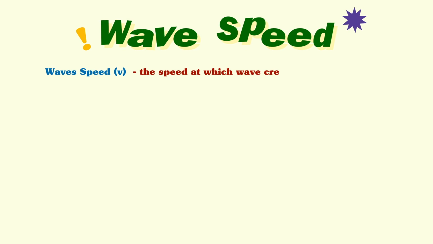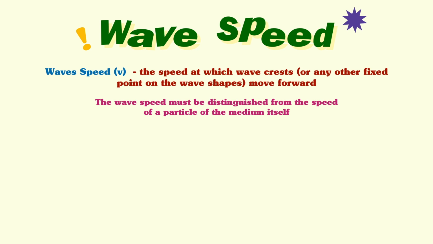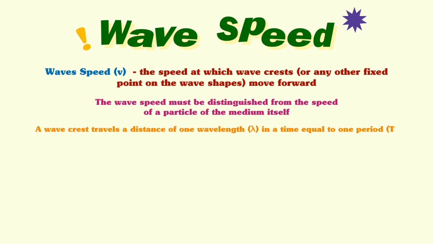Next is finding the wave speed. Wave speed, represented by a small v, is the speed at which a wave crest or any other fixed point on the wave shape moves forward. The wave speed must be distinguished from the speed of the particles of the medium itself. A wave crest travels a distance of one wavelength in a time equal to one period, meaning that the wave speed equals the wavelength divided by the time period. Therefore, the wave speed equals the wavelength times the frequency.